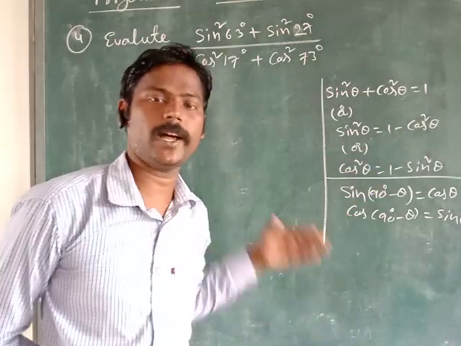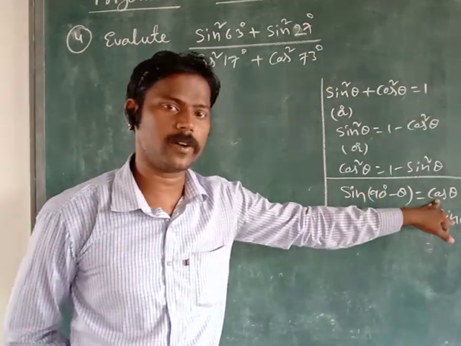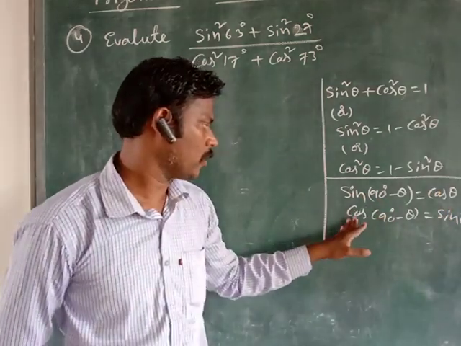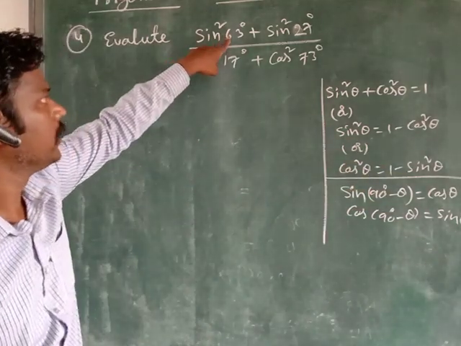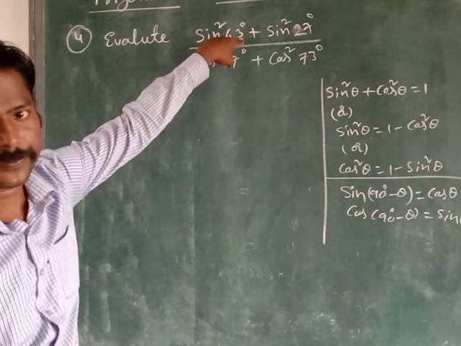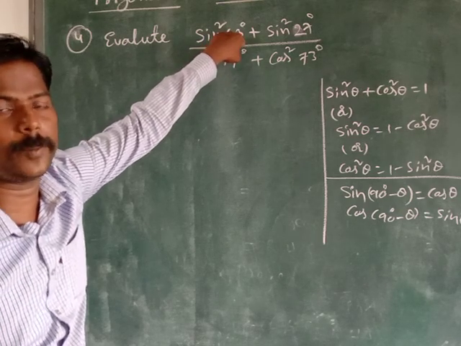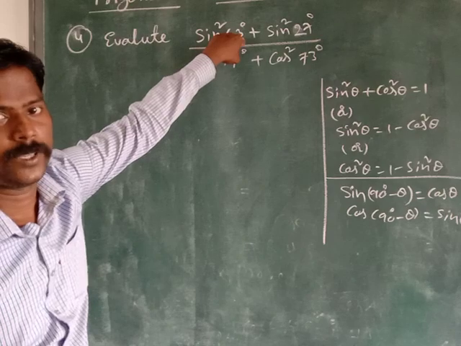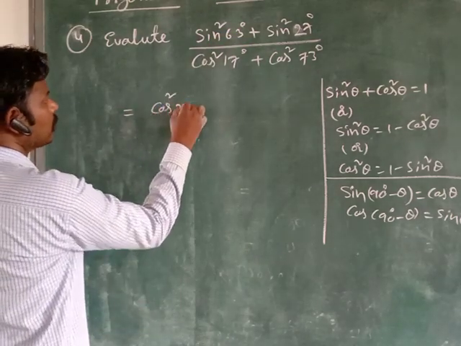Next, along with that, we already learned complementary angles. Sin 90 minus theta equal to what? Cos theta, because first quadrant. Cos 90 minus theta equal to what? Sin theta. Now what are we observing here? Sin square 63. Sin 63 is complementary for what, children? Cos. So I will write that one: cos square 27.